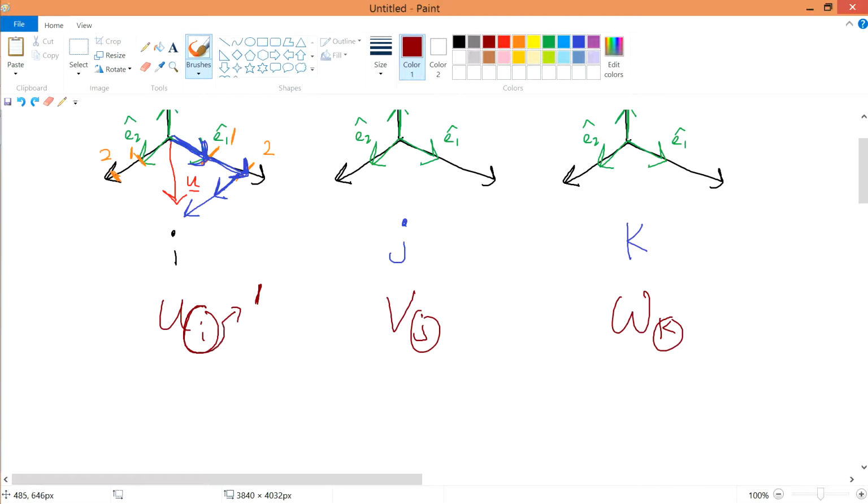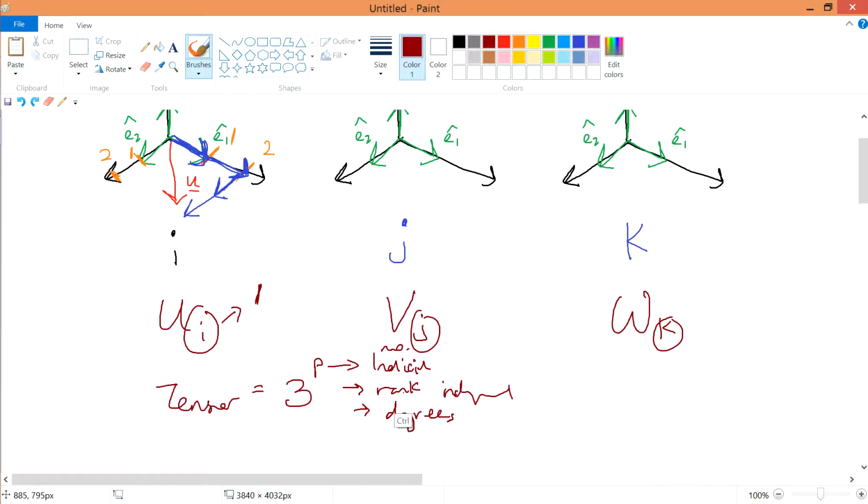Okay, so the definition of a tensor is 3 to the power of the number of index notations, where p can be the number of index notations. It can also be called the rank, or the number of degrees. There are many ways of saying it, but in this case, let's use the number of index notations.